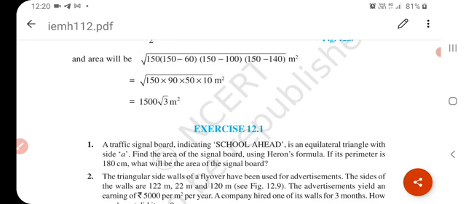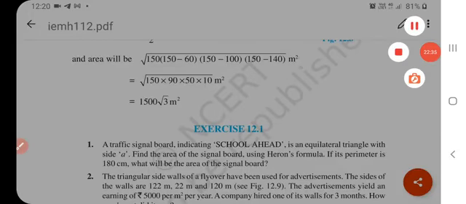Okay, understand? So complete these 3 examples which we completed today, and this is our Heron's formula. Okay, so remember it. Have a good day.